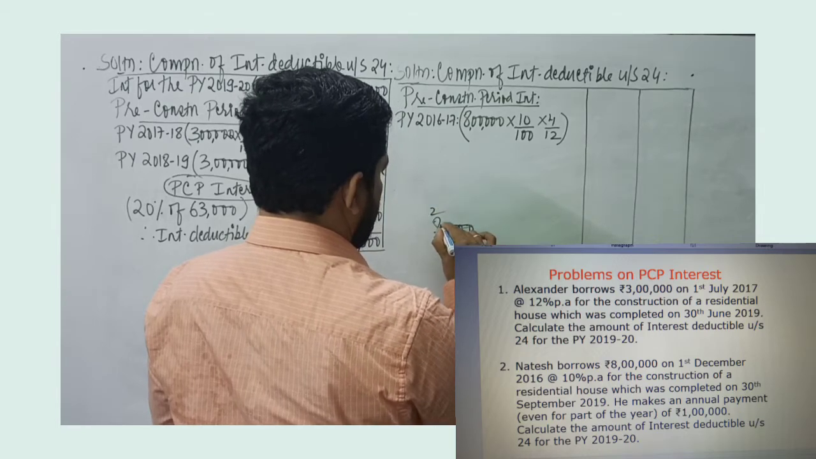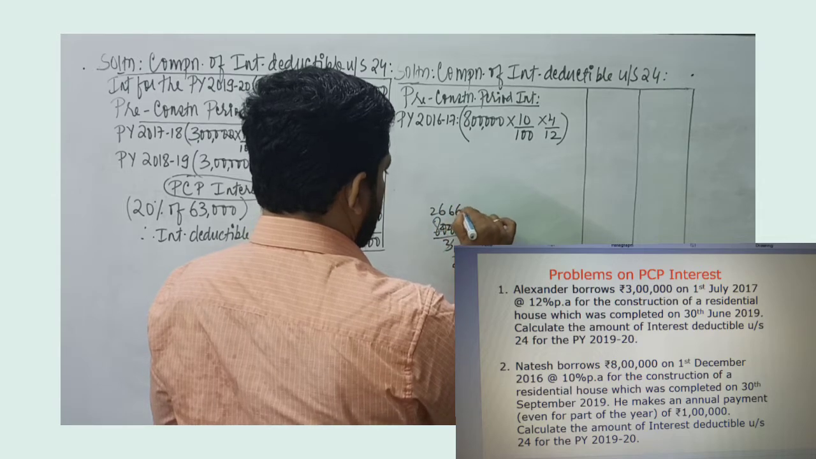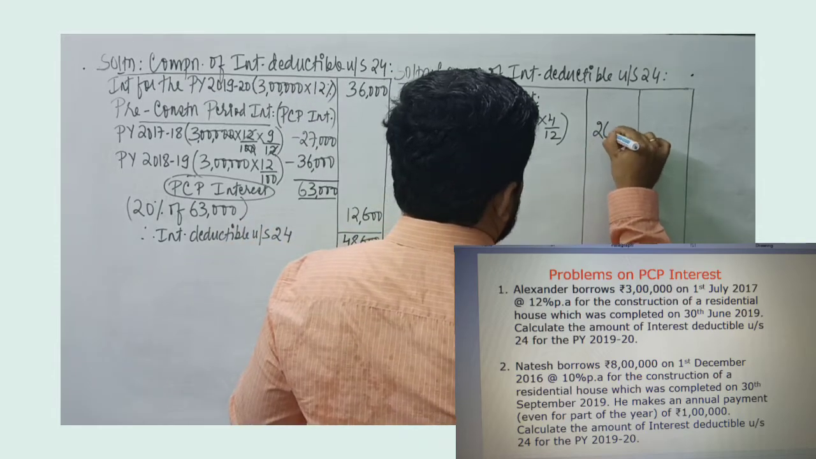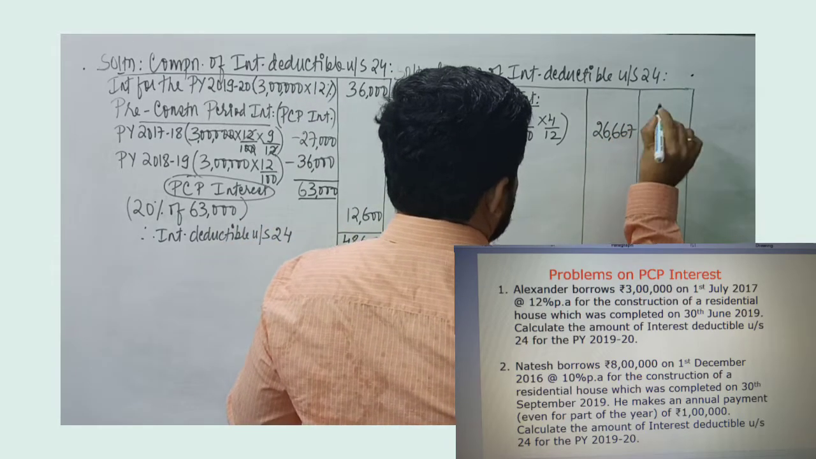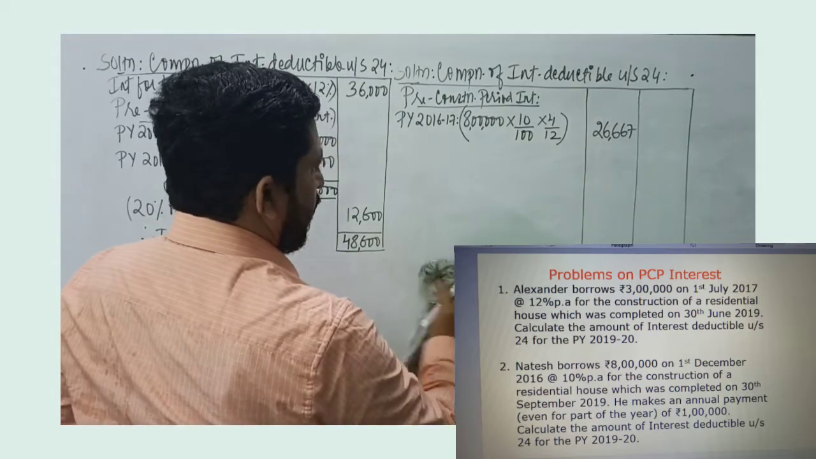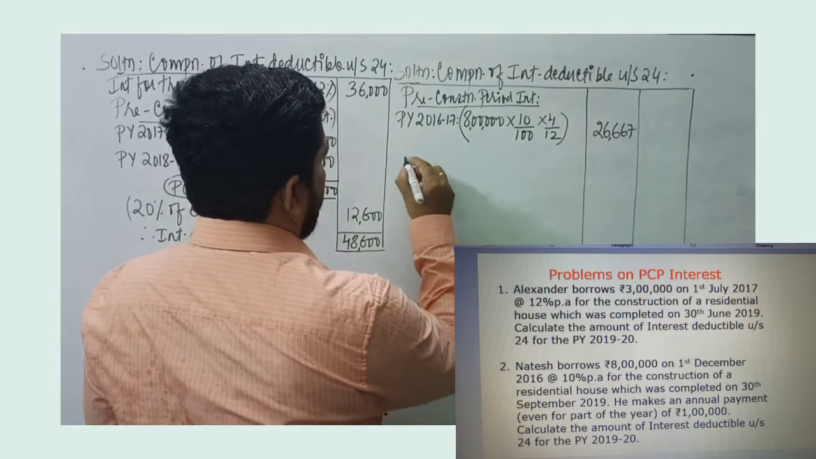So 3 2s are 6. 3 6s are 18. Again 2. Yes. So 0.66 we get. So I will record 26,667. That will be the value of the PCP interest for the year 16-17.